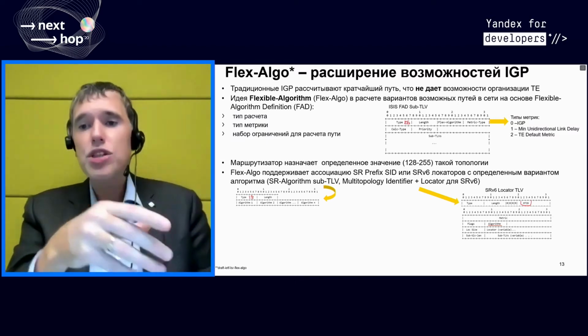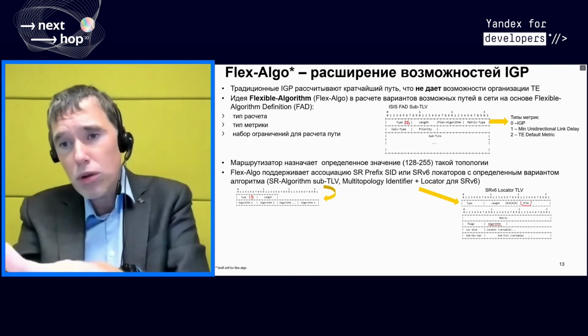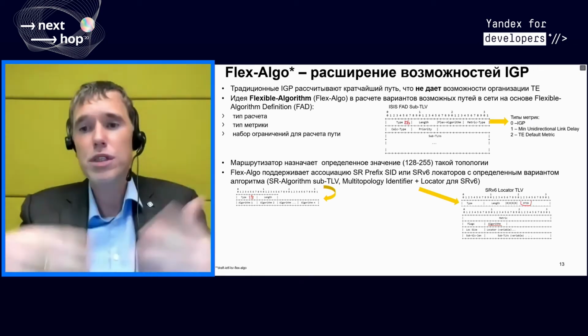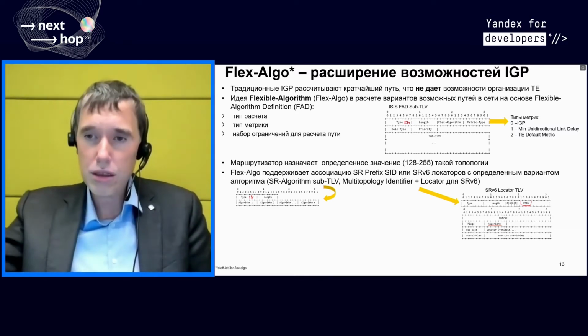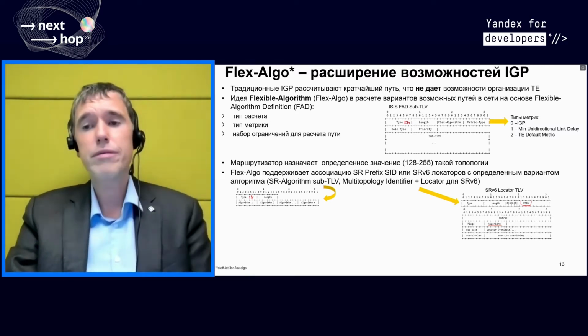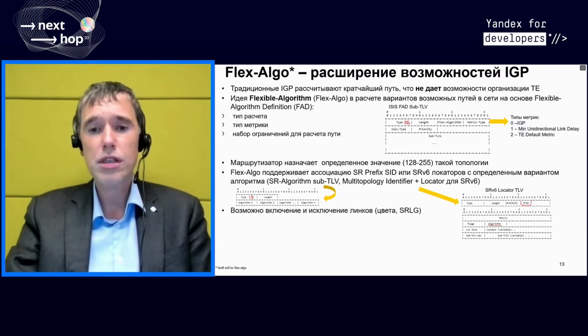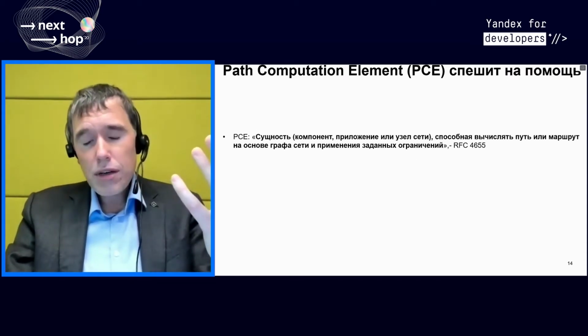There are different SIDs between the paths, and as a result, depending on the service, there will be one topology or another. So this is the next step towards traffic engineering. It looks pretty interesting, and Alexander will tell us about it later in greater detail.